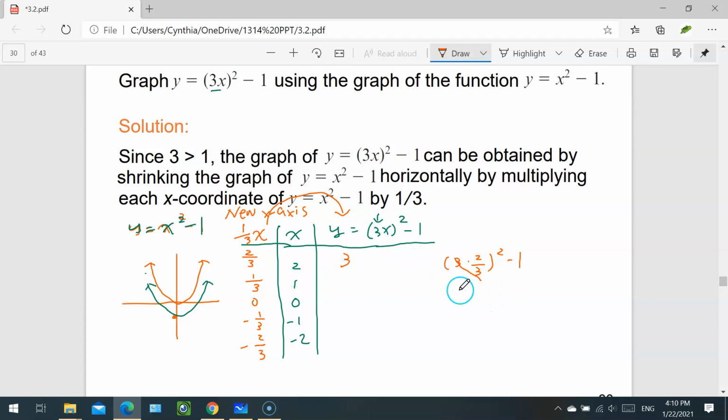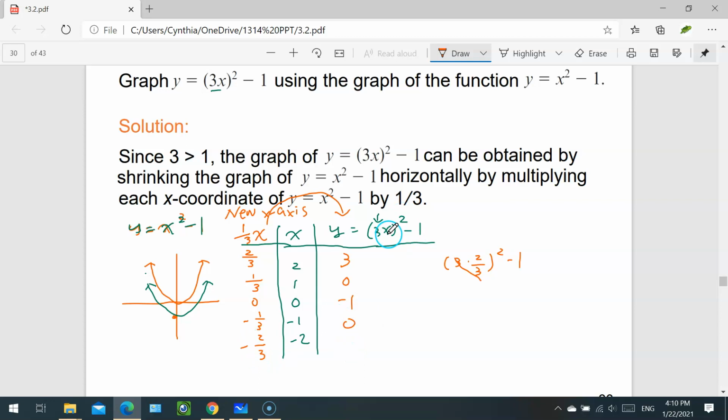When I have 1/3 plugged in here, 1/3 multiplied by 3, you get 1. 1 squared minus 1, you get 0. Now 0 plugged in here. 0 multiplied by any number turns to 0. So your y value will be negative 1. When you plug in the negative 1/3 into here, you will get negative 1. Negative 1 squared turns to 1. 1 minus 1 is 0.